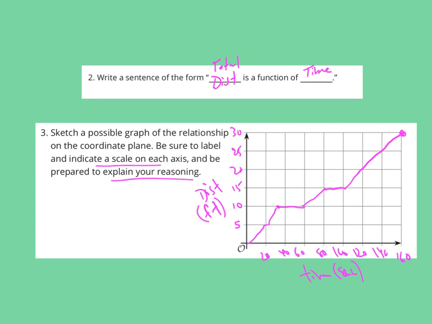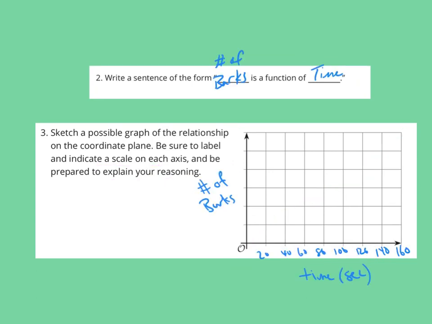Let's try this with the bark and time. Okay, so we're going to use the same units across the bottom, time in seconds. And then over here, number of barks. And again, I don't know, let's not make the dog too obnoxious. So at 0 seconds, the dog hadn't barked yet.